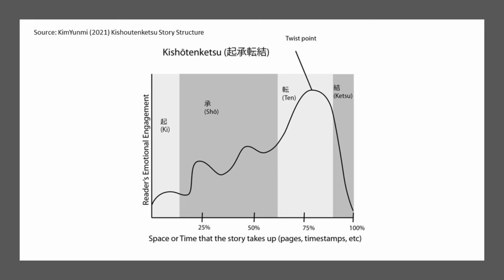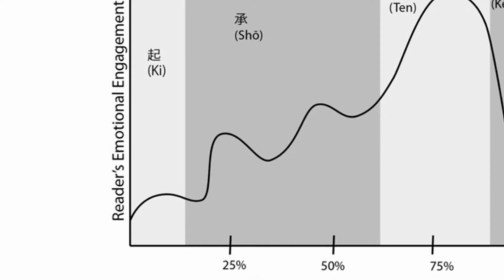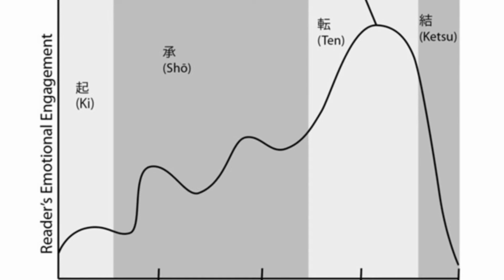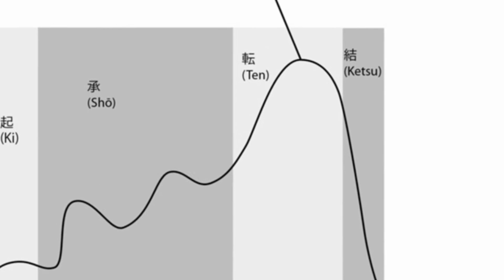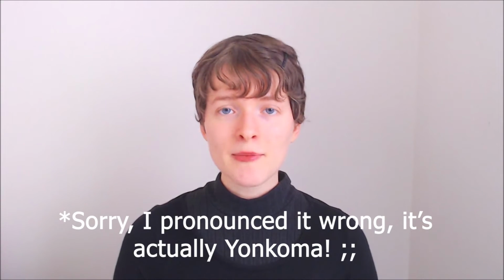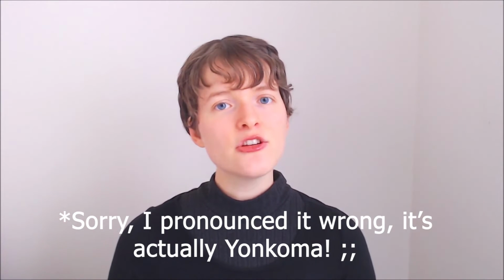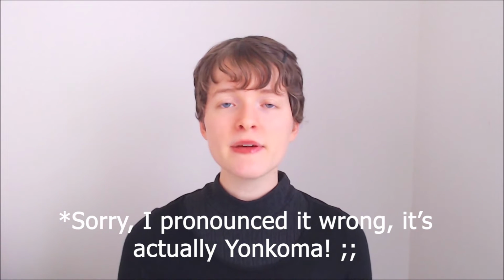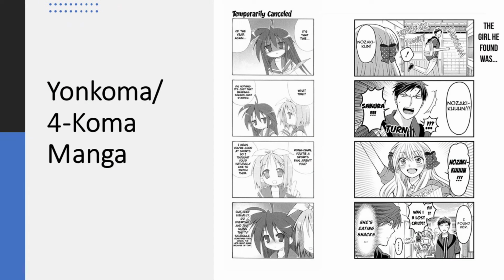The Ketsu is the conclusion. So to simplify this, the structure of a KiShouTenKetsu story is introduction, development, twist, and conclusion. This structure is commonly used in YonKoma, which is 4-panel manga, and you usually see a lot of slice of life being told through the YonKoma manga panel structure.